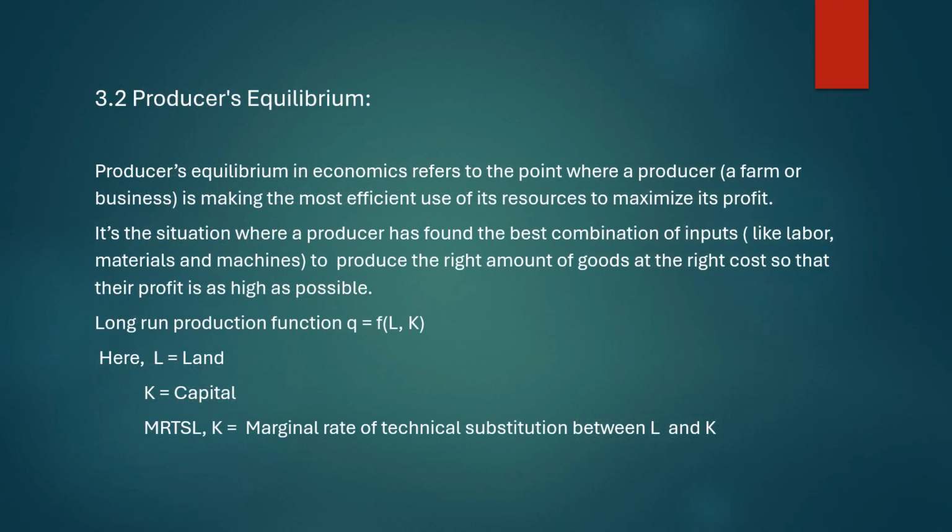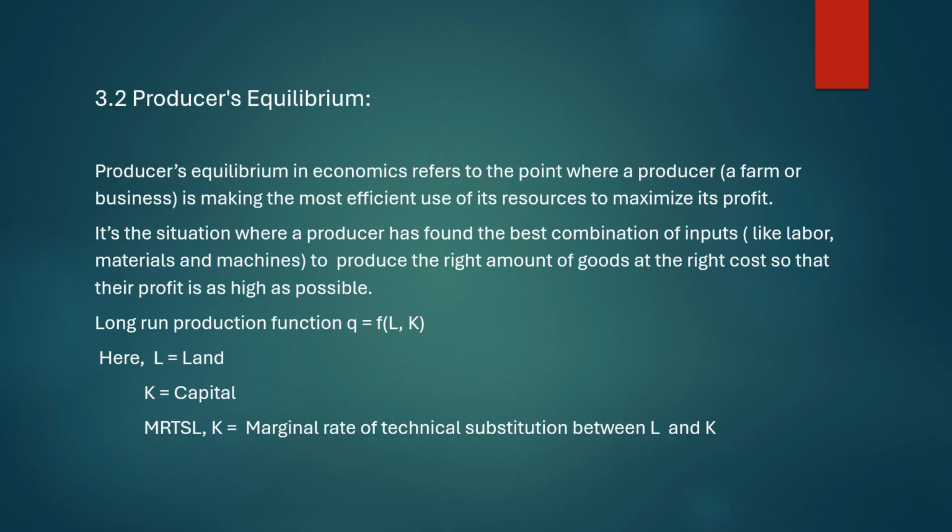Producer's equilibrium. Producer's equilibrium in economics refers to the point where a producer, like a farm or business, is making the most efficient use of its resources to maximize its profit. It's the situation where a producer has found the best combination of inputs like labor, materials, and machinery to produce the right amount of goods at the right cost so that their profit is as high as possible.